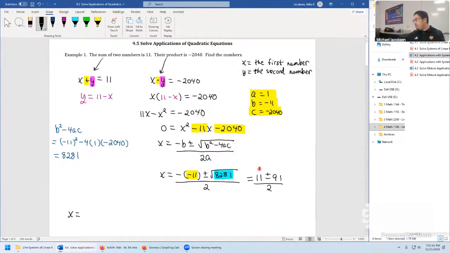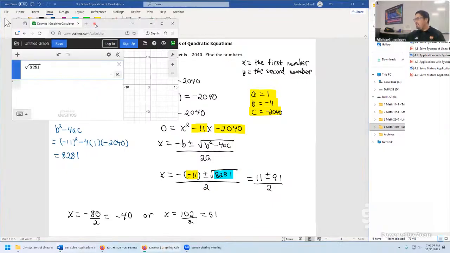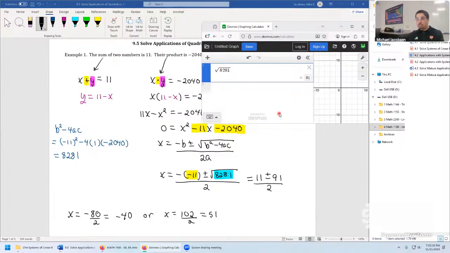If we go with the minus, it'll be 11 minus 91, so that'll be negative 80, divided by 2 for a negative 40. If we go with the plus version, we'll have x equals 11 plus 91, so that's going to be 102, divided by 2, but then that would be 51. So there's two possibilities for x, which is kind of interesting. We never really had this situation occur.